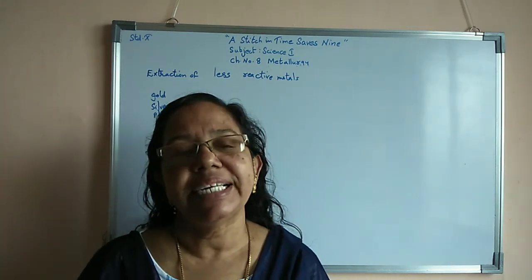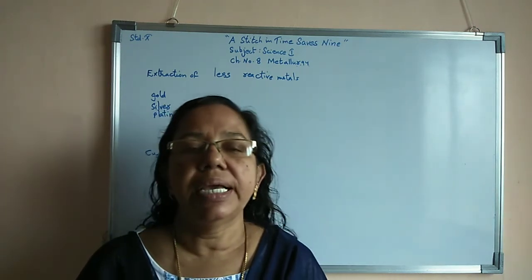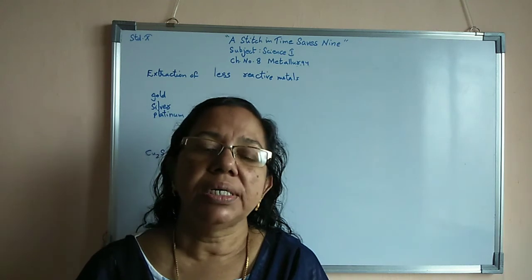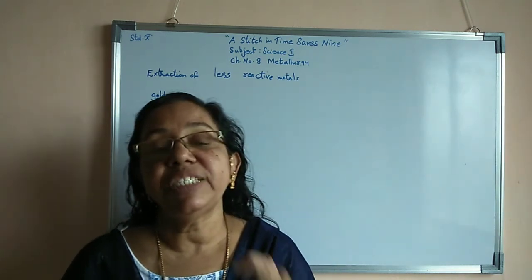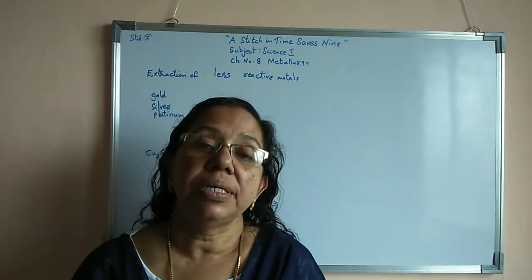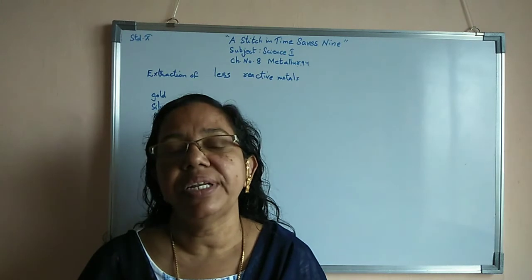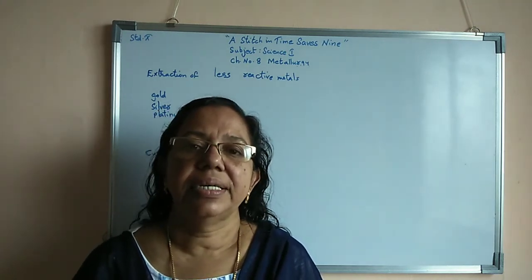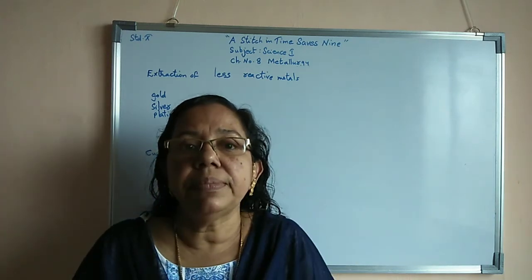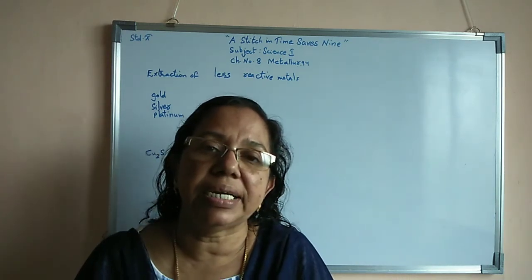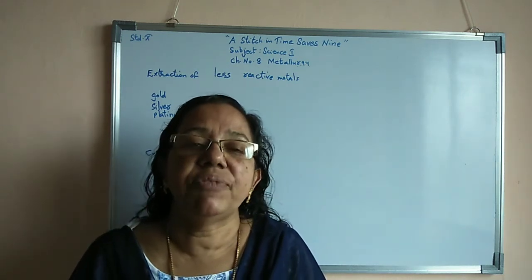Now we will study extraction of less reactive metals. Examples of less reactive metals we had studied already in the reactivity series. They are gold, silver as well as platinum. Actually these metals are available freely in nature. So as a result of it, their separation is not necessary. Only along with them some gangue particles will be there, that we have to clean up or wash away.